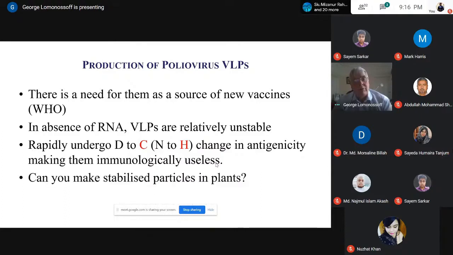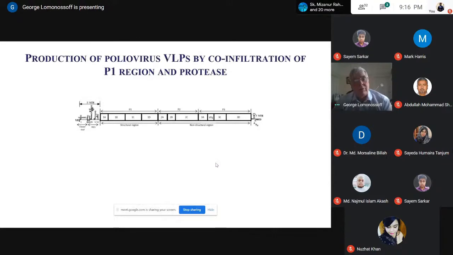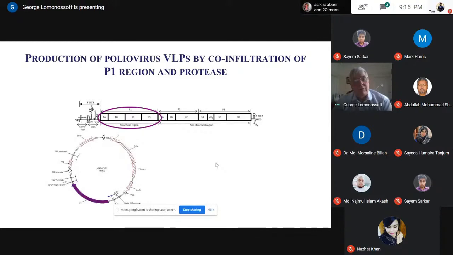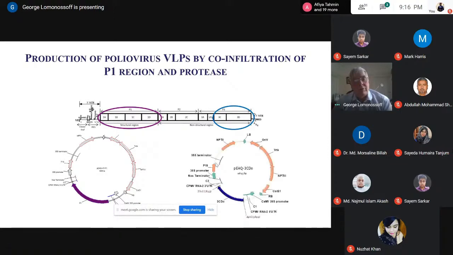So can you make stabilized particles in plants? To do this, this is the genome that Nick showed, but I won't go into what exactly it does. You'll need 2 components. You need the coat protein precursor, and you put that in one plasmid, and the protease, 3CD, needed for the cleavage of the mature coat proteins, and you put that in another plasmid.